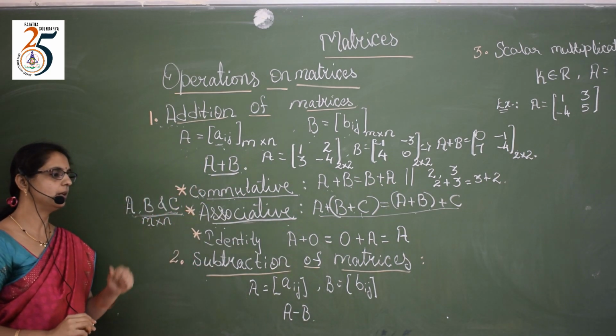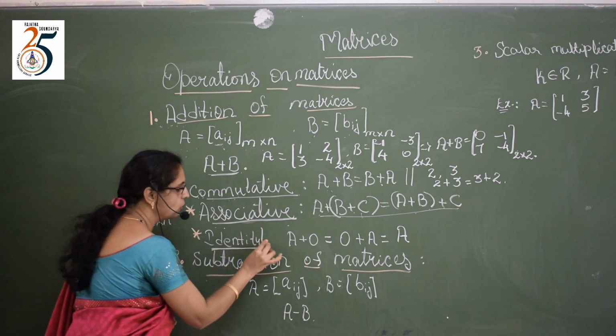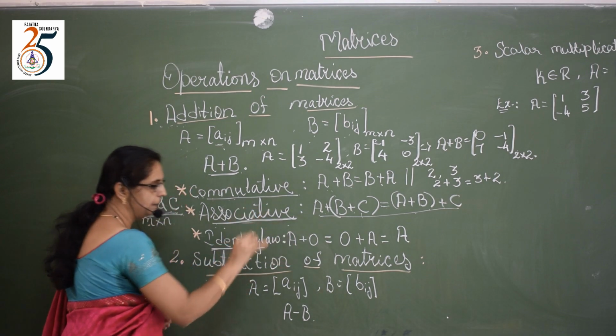The third very important property is the identity law, also called the identity matrix.